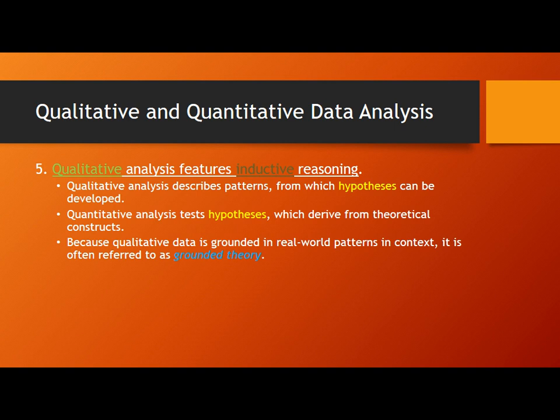It's useful to also consider the third bullet point here, because qualitative data is grounded in real-world patterns, especially in a context, it is often referred to as grounded theory. And I've been noticing lately that that term has been getting a lot more recognition in circles of research. It's been described and included a lot more regularly more recently. So those are some things that I think are really useful to pay attention to from our text.